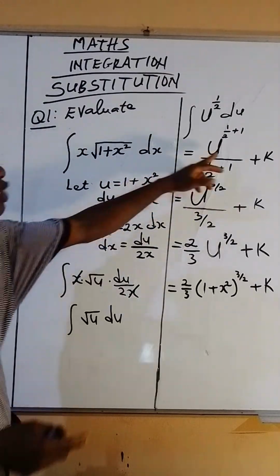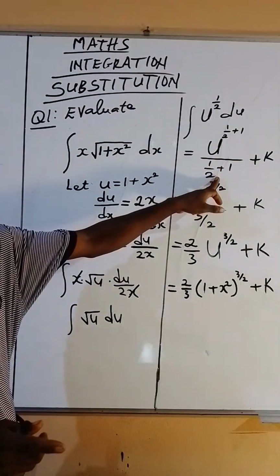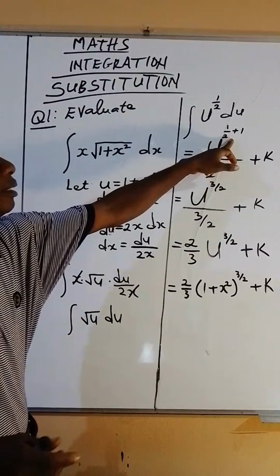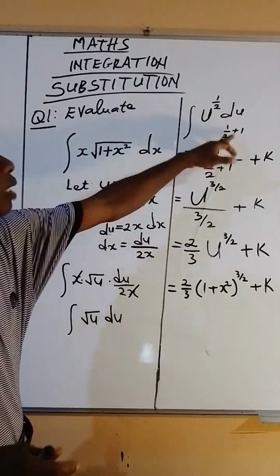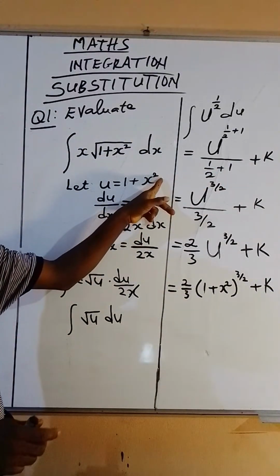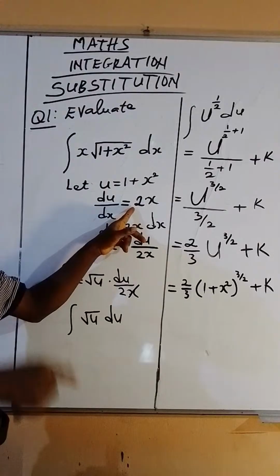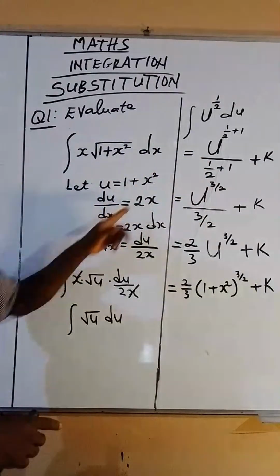While integration means adding 1 to the power, then dividing by the total power. Add 1, divide by the total power. While here, subtract 1, multiply by the initial power. That is the difference between integration and differentiation.